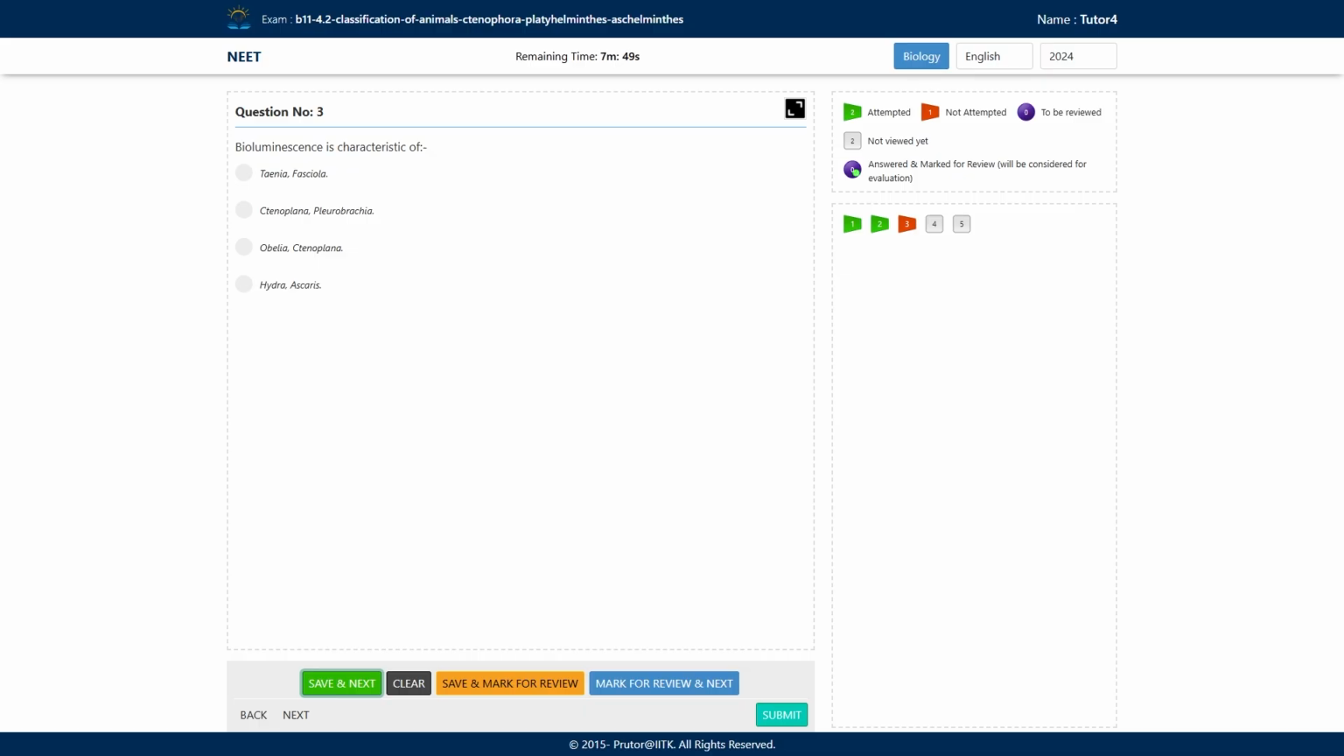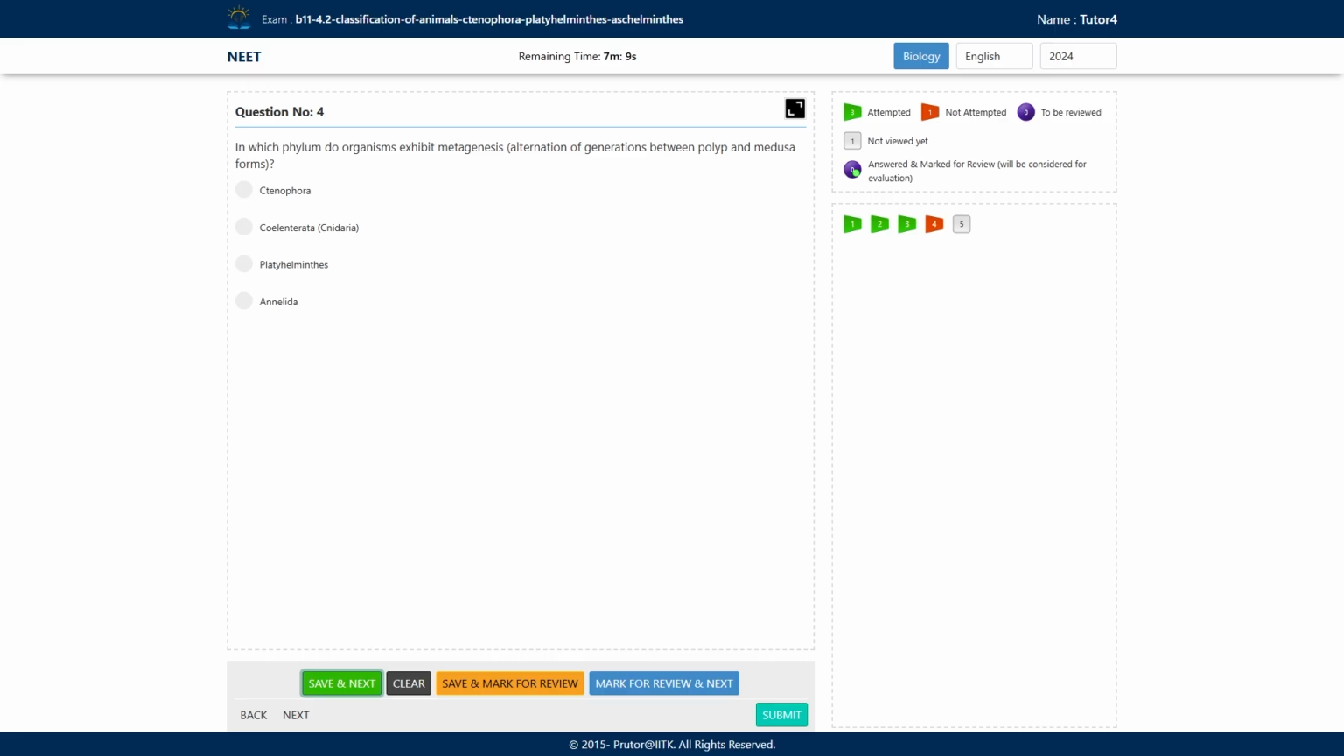Next, bioluminescence. Bioluminescence is a characteristic of which phylum you have studied? A, Taenia, Fasciola. B, Ctenoplana, Pleurobrachia. C, Obelia and Ctenoplana. And D, Hydra and Ascaris. Which one has it? B, Ctenoplana and Pleurobrachia, because they belong to the phylum Ctenophora. So we will opt for this, save it, and move to our next question.